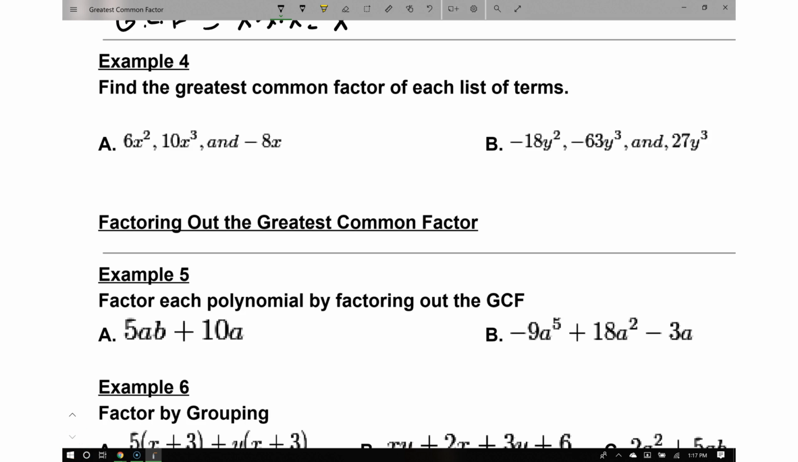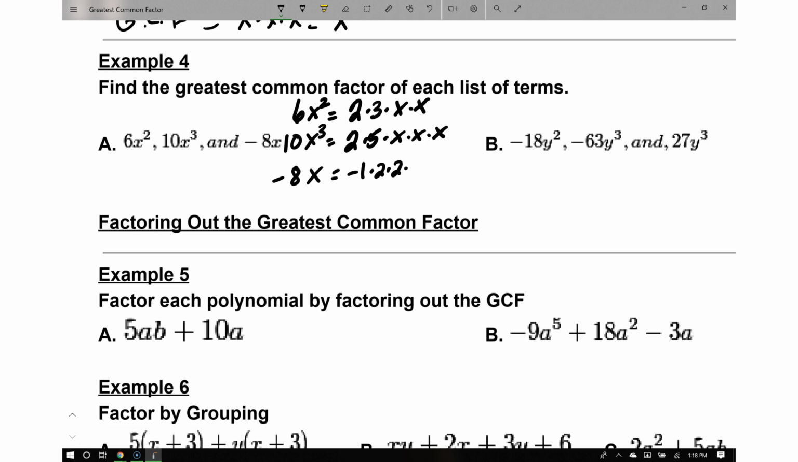I'm going to go ahead and find the greatest common factor for a. We have 6x squared, which is actually going to be 2 times 3 times x. And then we have 10x cubed, which is 2 times 5 times x. And then we have negative 8x, which is going to be negative 1 times 2 times 2 times 2 times x.